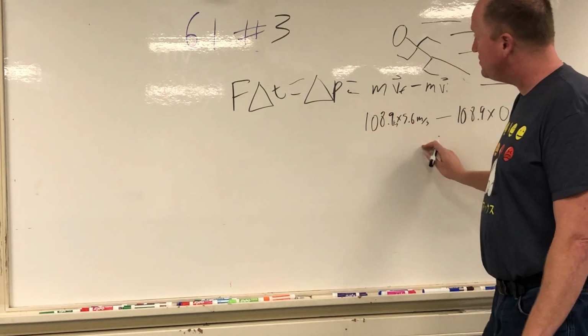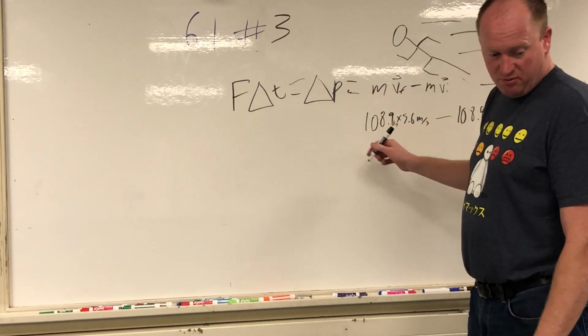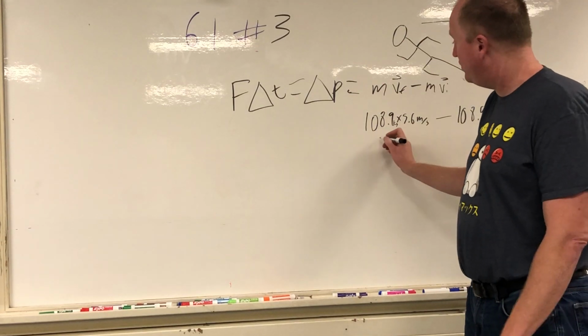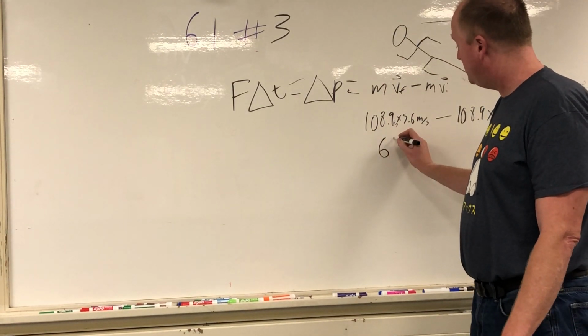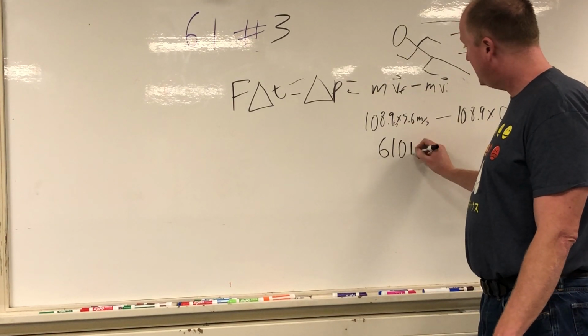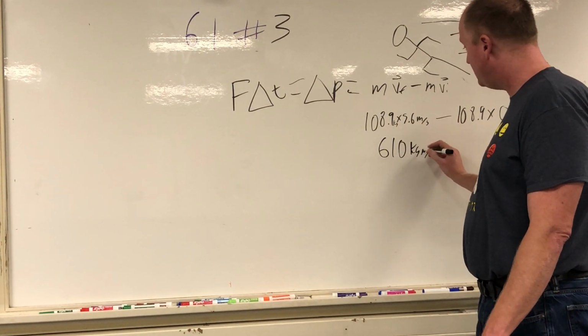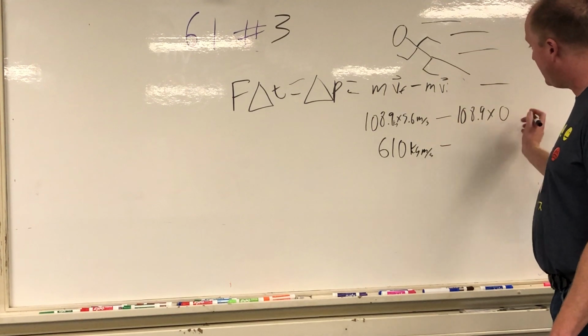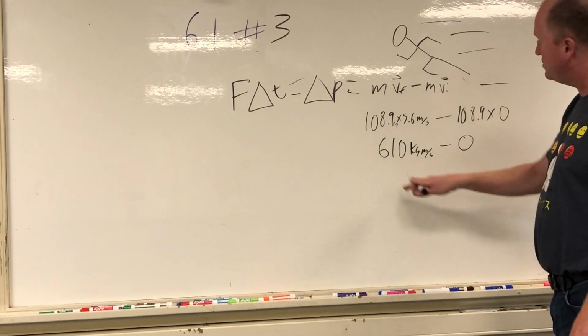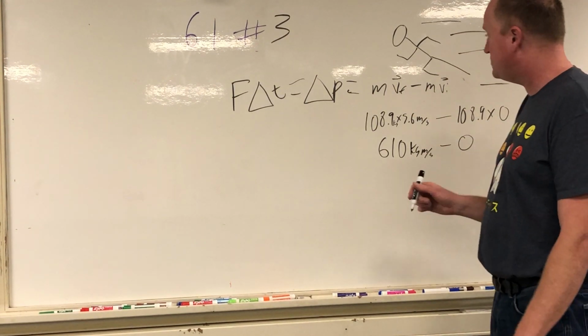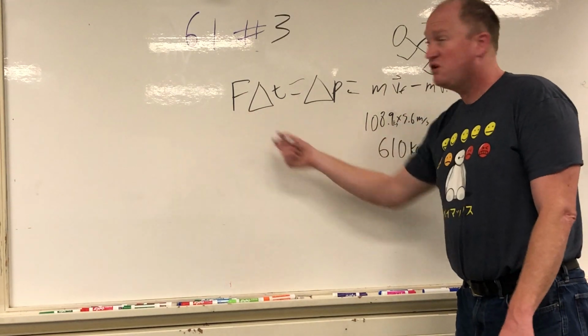So when I multiply this together, I get my final momentum, which you figured out earlier, came out roughly to 610 kilogram meters per second. Subtracting 0, it's 610 kilogram meters per second. Now, you can express it that way.